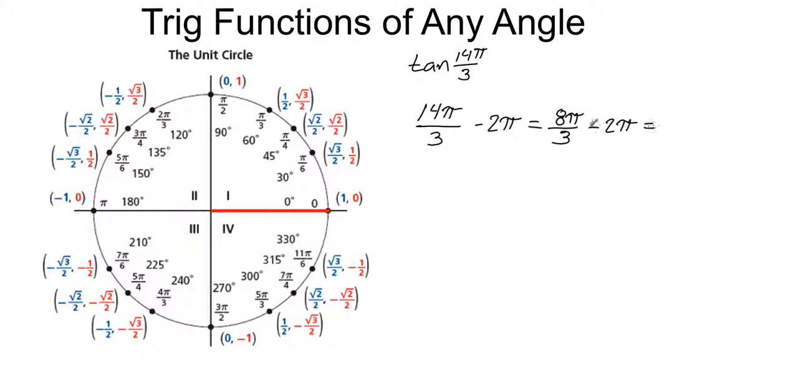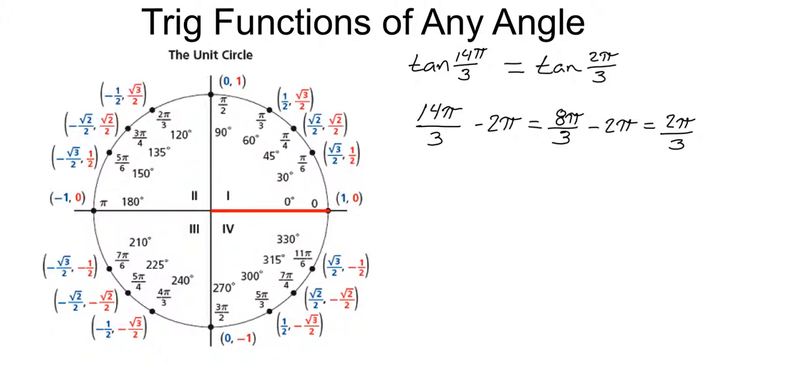And that's going to give me 8 pi over 3 minus 2 pi is going to give me 2 pi over 3. Well, 2 pi over 3 is a number I can work with. I see that in my unit circle. It's right over here. So that means that the tangent of 14 pi over 3 is really equal to the tangent of 2 pi over 3. So all I need to do to find the tangent of 14 pi over 3 is to find the tangent of 2 pi over 3.